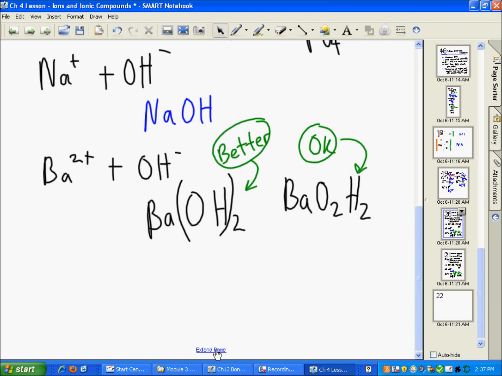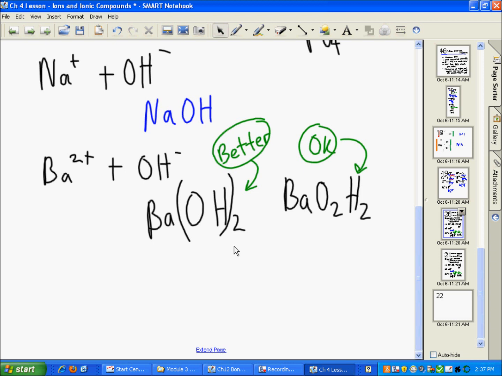Notice, though, we put brackets around the OH, because if we didn't, the 2 would be right beside the H, and it would look like we've got 1 O and 2 H's. But that's not what we've got. We actually have 2 OHs, so we put brackets around, so that avoids the confusion. So whenever you have more than one of a polyatomic ion, you have to put brackets around.